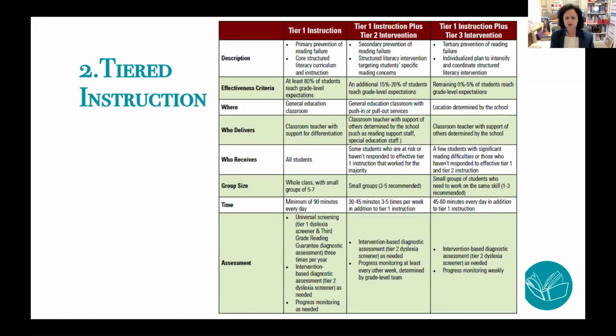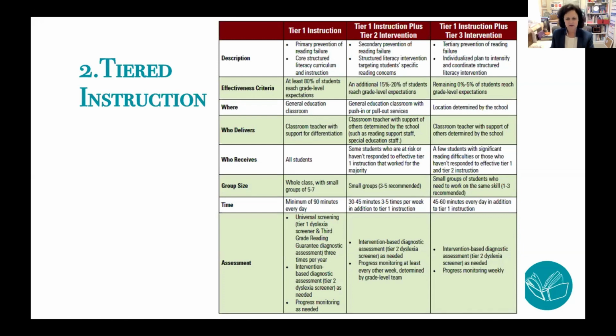So you can see an overview here, the kinds of things that we've already been talking about in terms of descriptions of each of the 3 tiers, who's involved in planning and designing each of the 3 tiers, what kinds of assessments are involved, the group size, the amount of time involved, who should get each one of those tiers of assessment, and so on, just by way of overview, summarizing the things that we've already talked about.